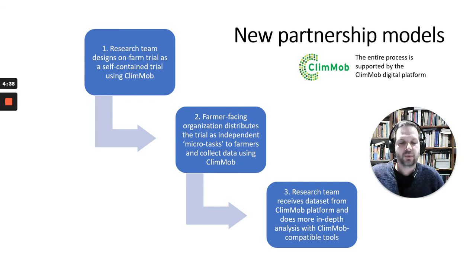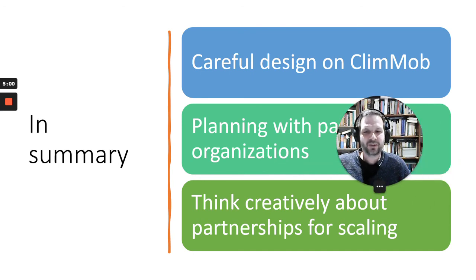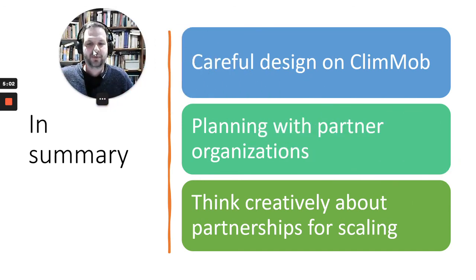So this would allow us to think about Tricot implementation that is really at scale, that reaches not hundreds but maybe thousands of farmers across different regions of the country. So also thinking about this is very important. So in summary, careful design on ClimMob, planning with partner organizations, and thinking creatively about partnership scaling. Those are the central messages of this video.